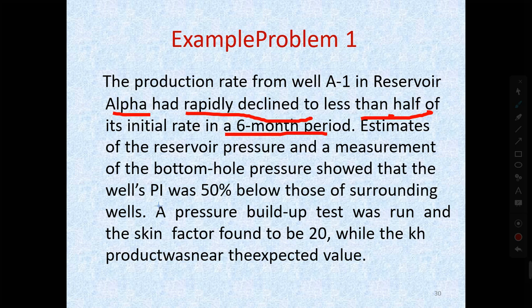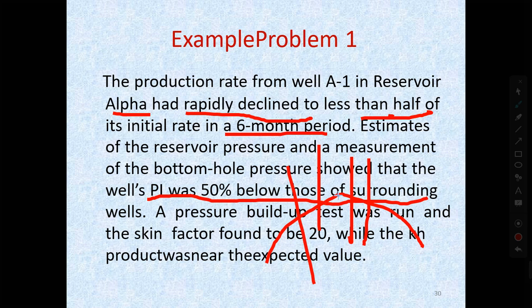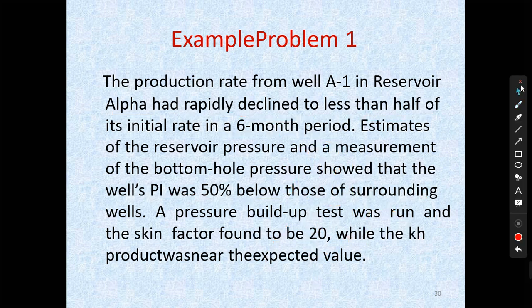The productivity index was 50% below those of surrounding wells. So we have the same reservoir and a number of wells in it, 4 wells, let's say. Now one well is not performing well and its productivity is reduced by more than 50%. They did the well test analysis, the pressure build-up test. They found out that the well is severely damaged and the skin is 20. It's just a lot, a skin of 20.